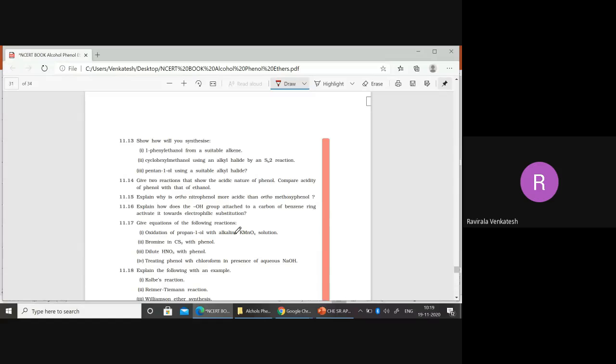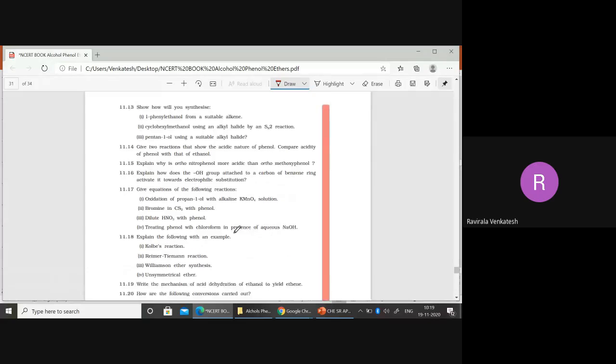ये आप कर सकते हैं. 11.14. Give two reactions that show acidic nature of phenol. Compare acidity of phenols with that of ethanol. कर सकते हैं ना?